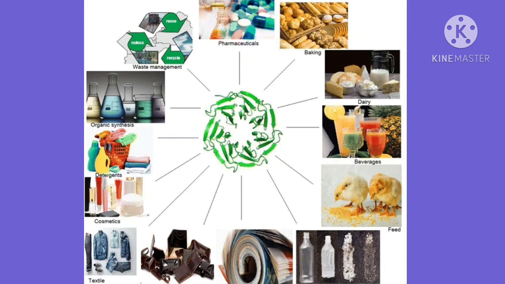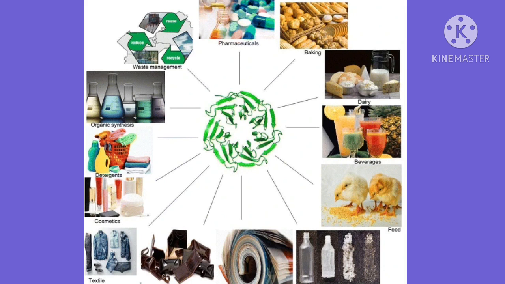Okay. Next one, production of curd. We all know, isn't it? Milk is converted into curd with the help of bacteria Lactobacillus species. Okay, which bacteria help to convert the milk to curd? Lactobacillus. So next step, production of organic acids, enzymes and vitamins.